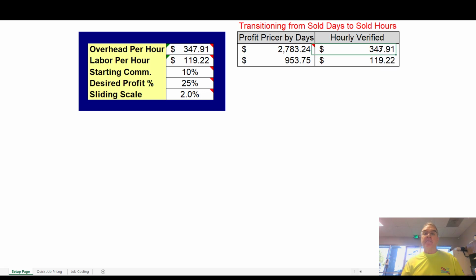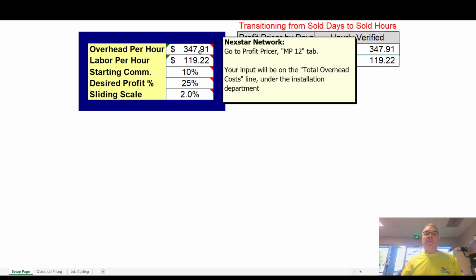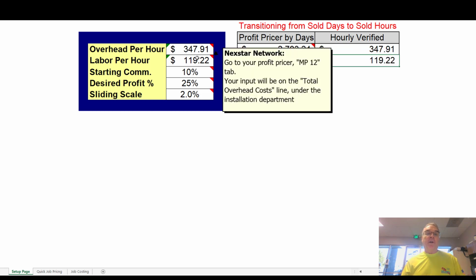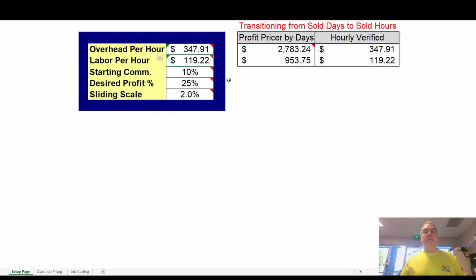And then this should divide it by 8 to give you your hourly. So you can plug it in here. And so if you've got a day rate in your profit pricer, plug it in here, and this will do the math for you. And then you can plug it into here as well. So you can divide that by 8. And then put your commissions in, put in your desired net margin, and a sliding scale.